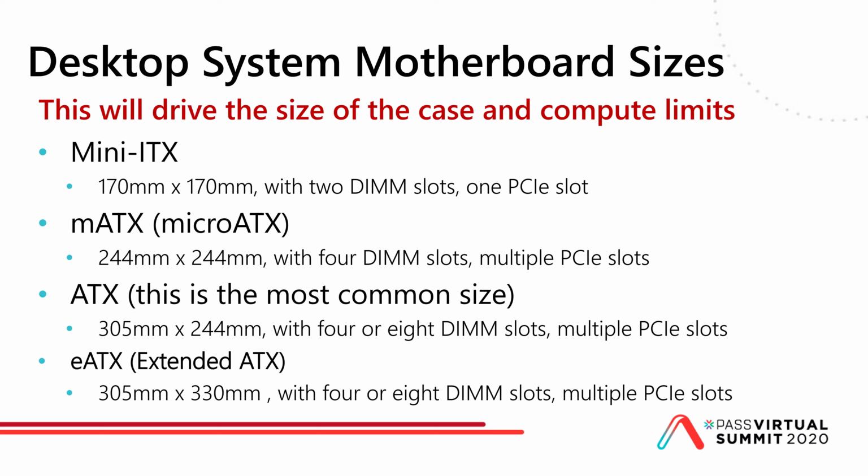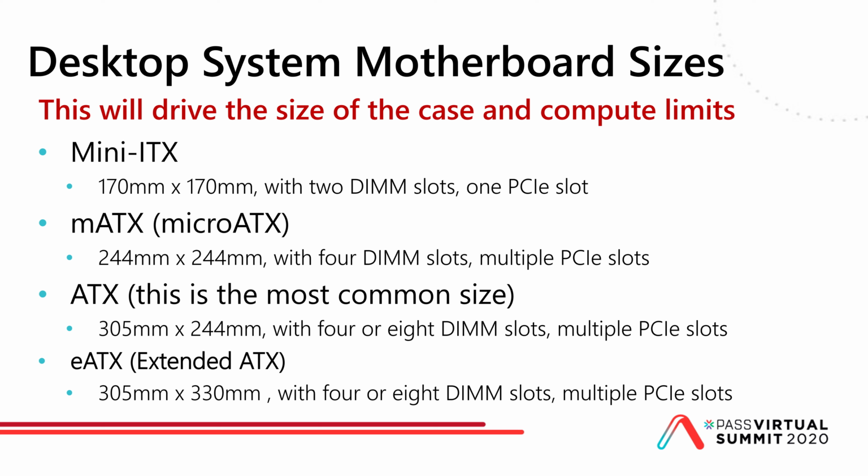Now, desktop system motherboard size is another thing you need to think about, because if you want a really small case because you have not very much available space in your house or apartment, then you have different choices here. And if you want a mini ITX, which is the smallest commonly available form factor, it's only 170 millimeters by 170 millimeters, you're only going to have 2 DIMM slots and 1 PCIe slot. And that's going to cut down how much memory you can have and how much you can do with your PCIe slot. And usually that's going to be a discrete graphics card.